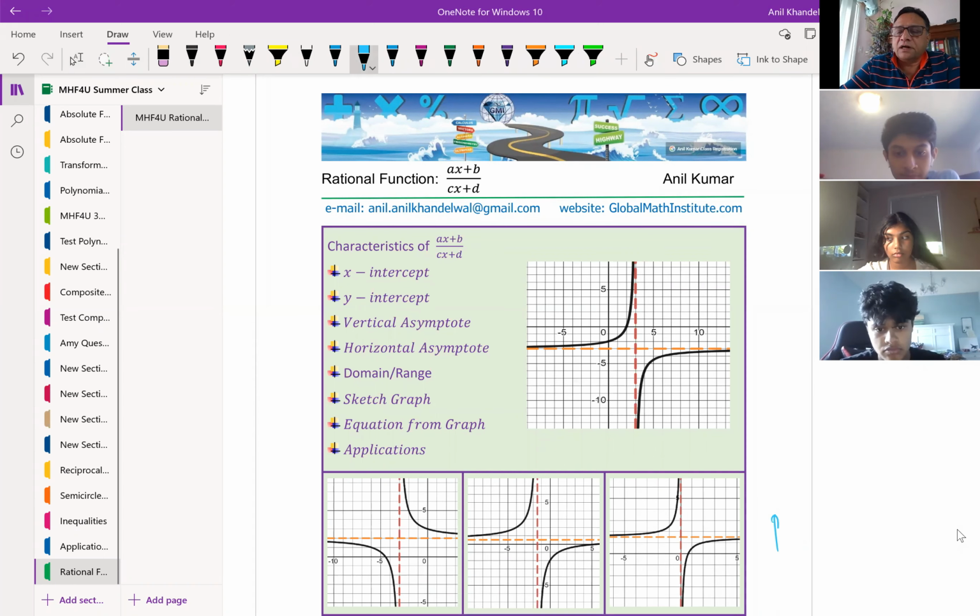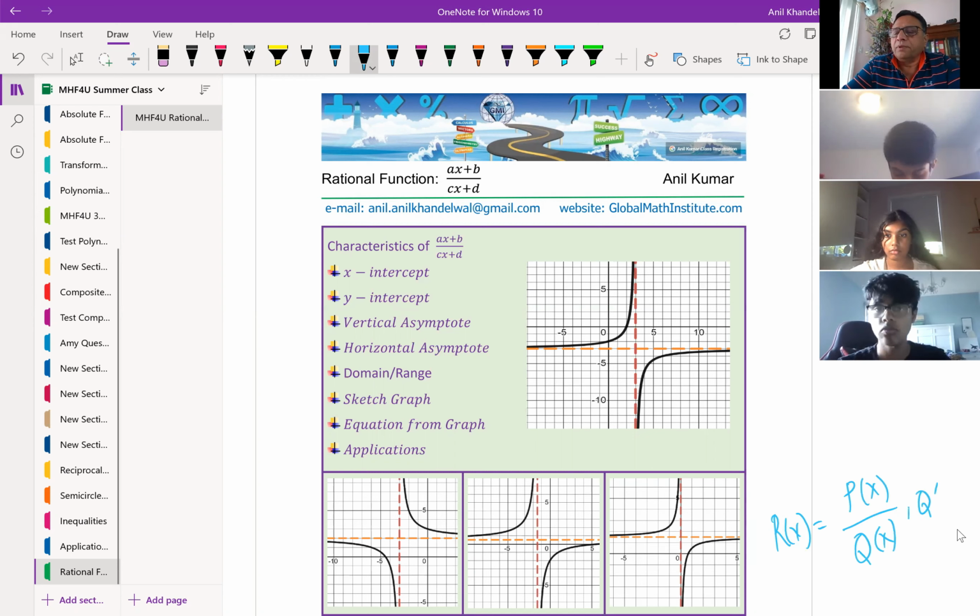Basically, rational functions are, let me write R of x as a rational function. They are the ratio of two polynomials. So a polynomial in the numerator and a polynomial in the denominator. That is what a rational function is. And of course, the denominator is never equal to 0, correct? You cannot divide by 0. So that is what the rational function is.